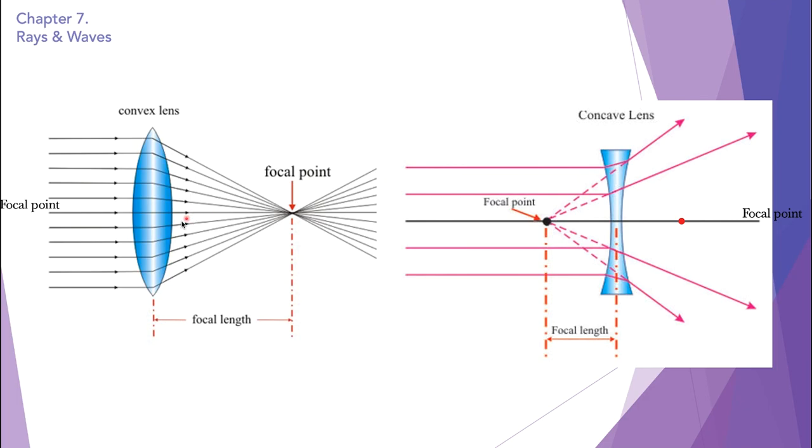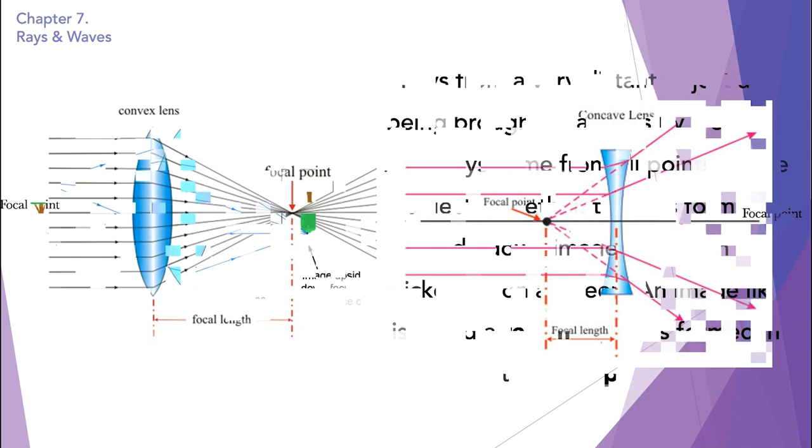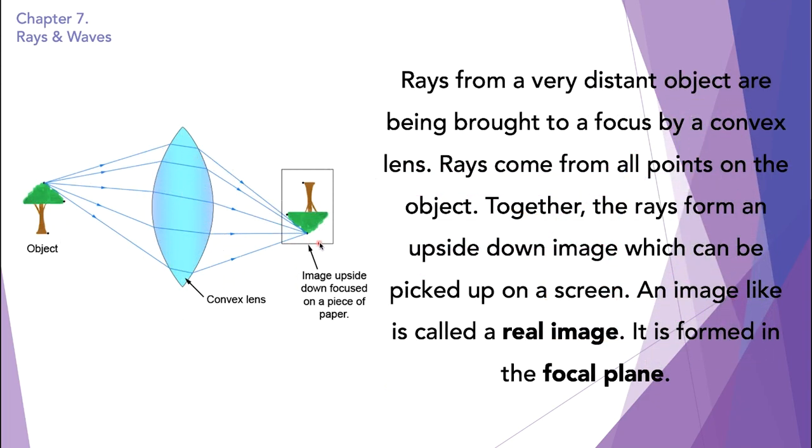Now, convex lenses can form both real images as well as virtual images. We're going to see how they form a virtual image, but for now we can see that they are forming a real image here. That's how we saw here how a convex lens forms a real image. But they can also form virtual images. We're going to see that later on.